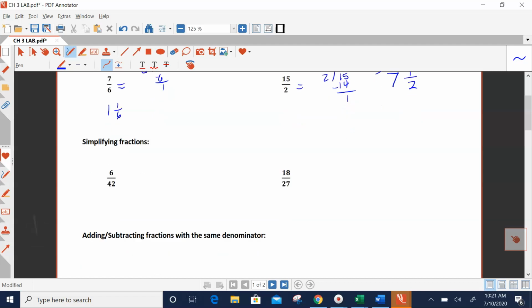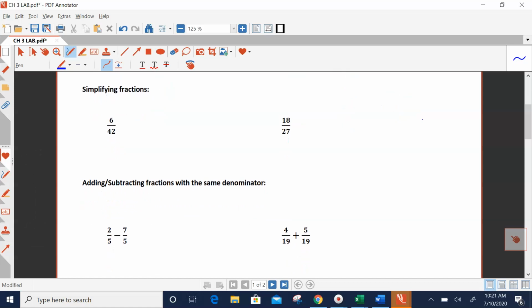There may be some cases where you have to simplify a fraction. And in simplifying fractions, all we want to do is see what they have in common, if they do have something in common, and divide that out. So looking at 6 and 42, I would take those and see if they have anything in common. And I notice that they both have a 2 in common. I could divide them by 2, but I could go higher than that. They both have a 6 in common. So if I divide the top and the bottom by 6, I would get a reduced or a simplified fraction of 1 over 7.